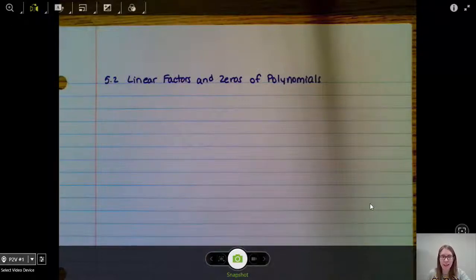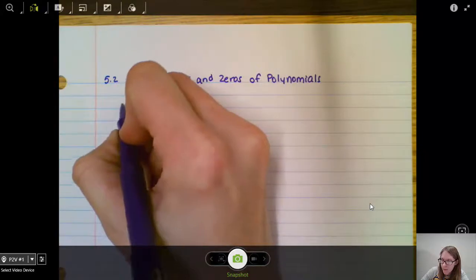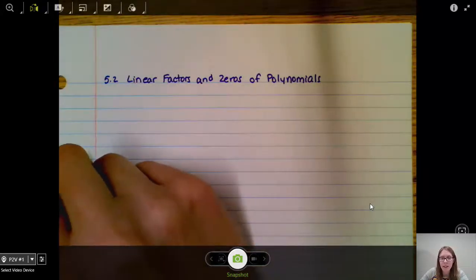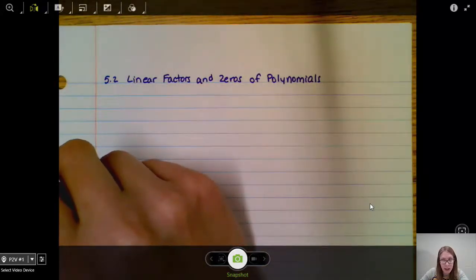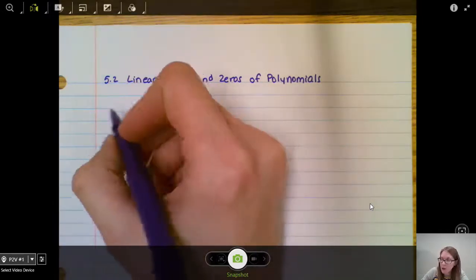Okay, we're going to start our work in section 2 in chapter 5 right now, which is linear factors and zeros of polynomials. Now, if you remember our last chapter, we solved our quadratic equations with a lot of different strategies, and one of those strategies was by factoring. We can do the same thing to find our zeros, our x-intercepts, our solutions of polynomials. We can still factor to find those solutions.